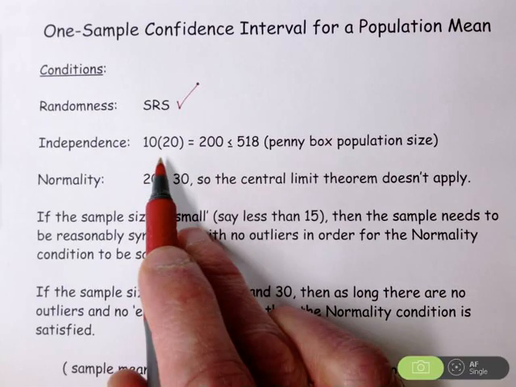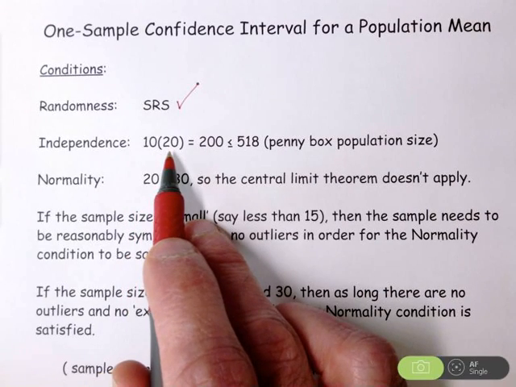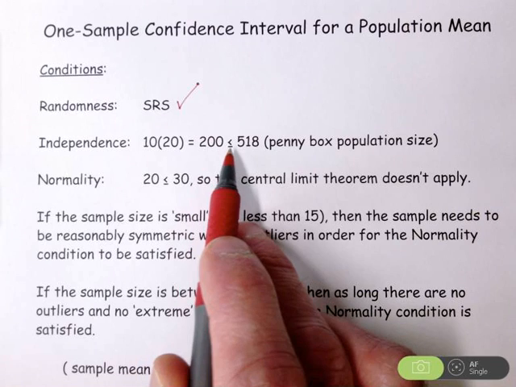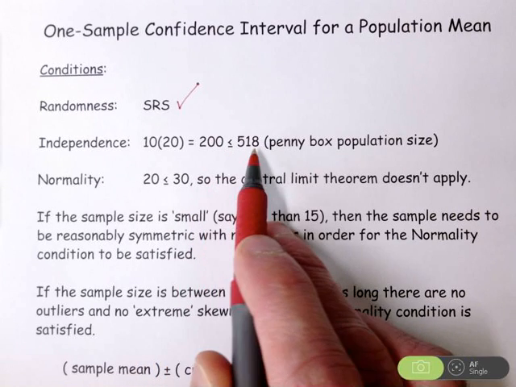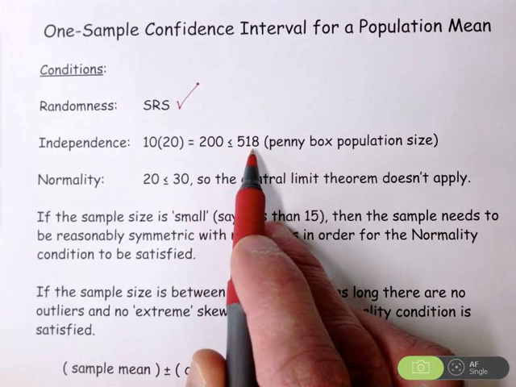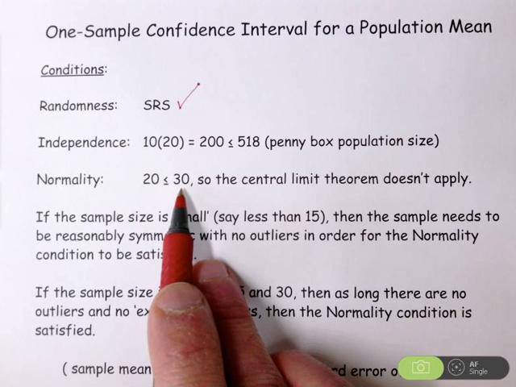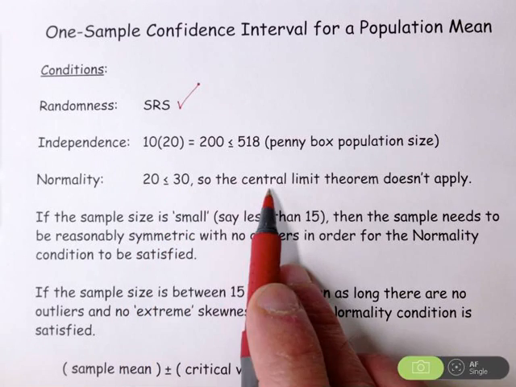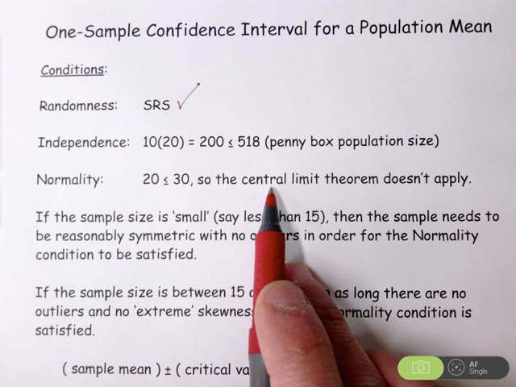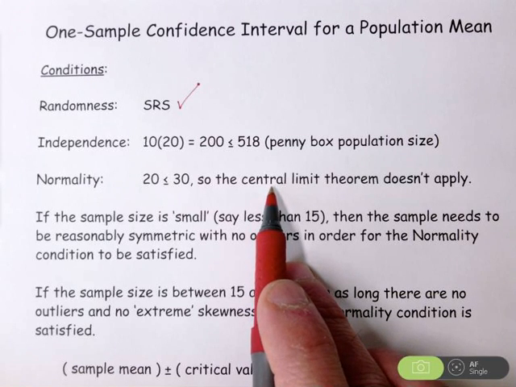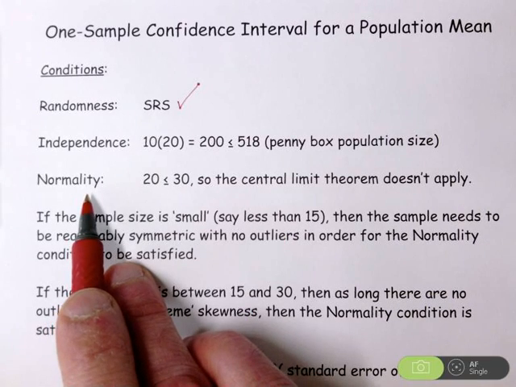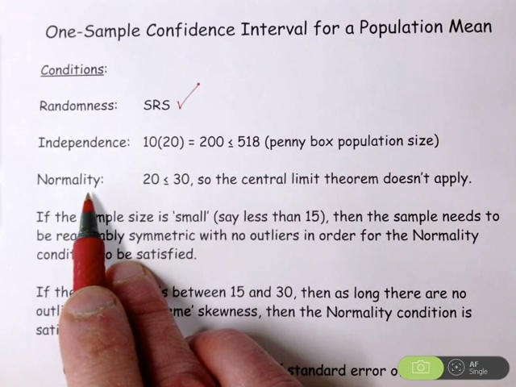So the independence condition: 10 times my sample size of 20 is 200, and that's well less than the population size of pennies within the penny box, that's 518. So now notice, the sample size is 20, that's less than or equal to 30, so the central limit theorem doesn't apply. Even when you have a smaller sample size than 30, the normality condition can still be satisfied by inspecting the actual values in your sample.